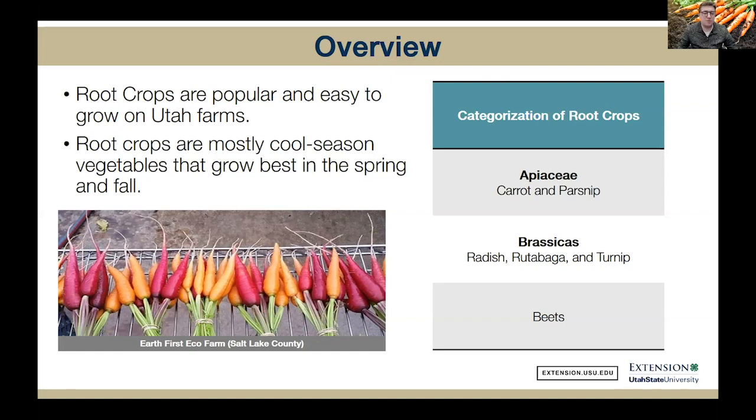When we talk about root crops, I categorize them as those in the Apiaceae family, so our carrots and parsnips, and then those in the Brassicaceae family: radish, rutabaga, and turnips. And then of course we have beets. And it's important to know that some pathogens will only affect certain root crops as opposed to others. And if that's the case, I'll let you know throughout this presentation. But in general, I'm just going to talk about these diseases and the crops as a whole.